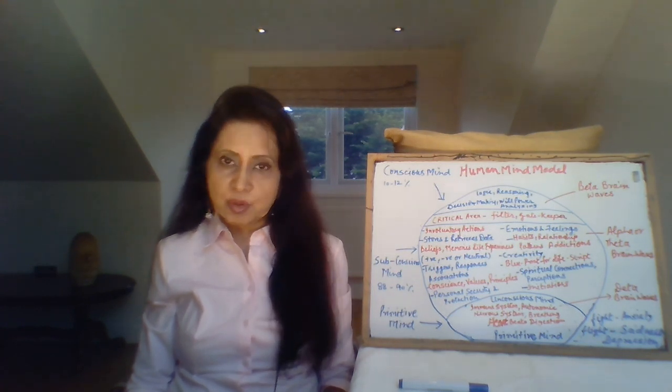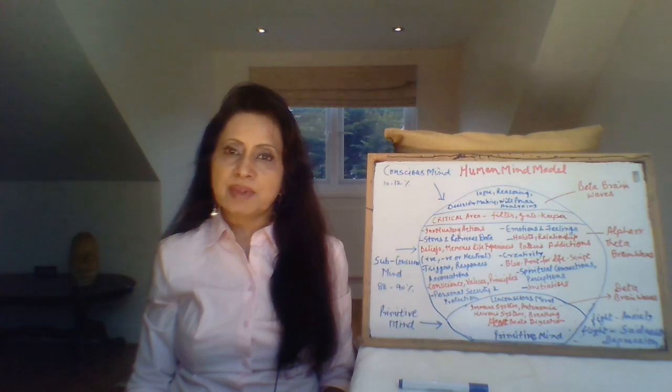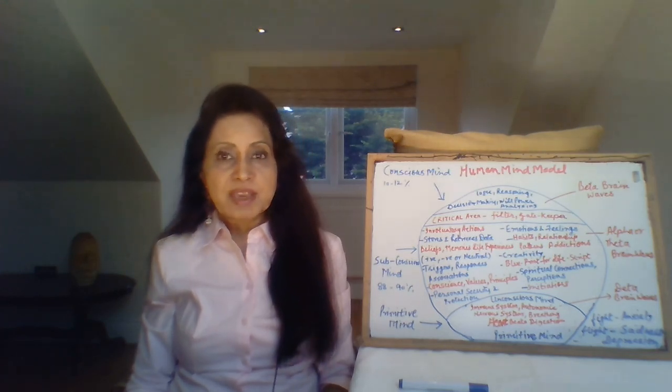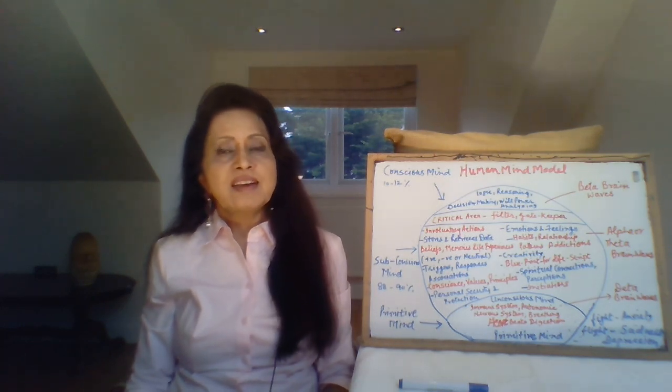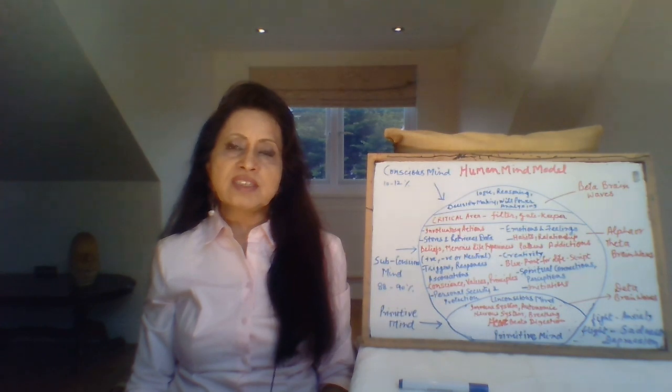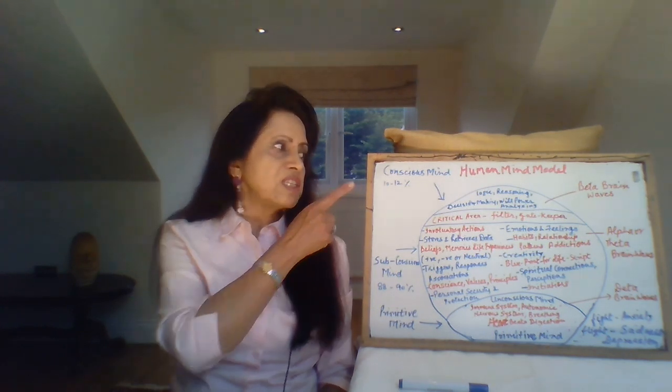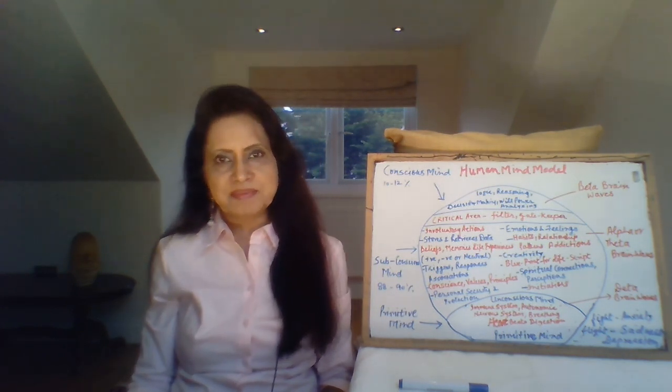Whenever we make a choice, we use discernment. When we make a decision, we use our willpower, or we use logic. In all these situations, we are using the conscious part of our mind.